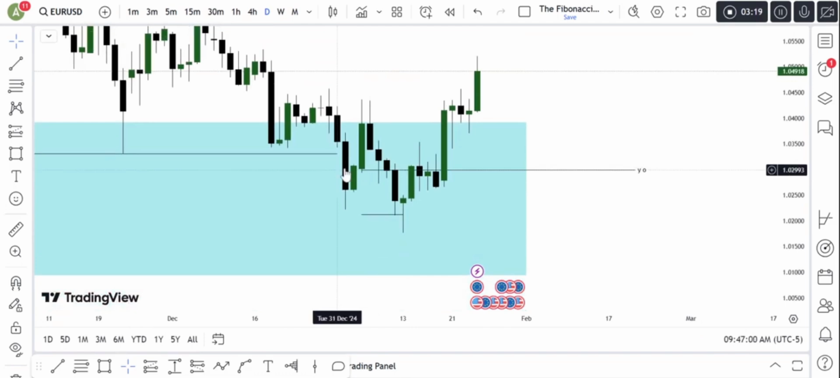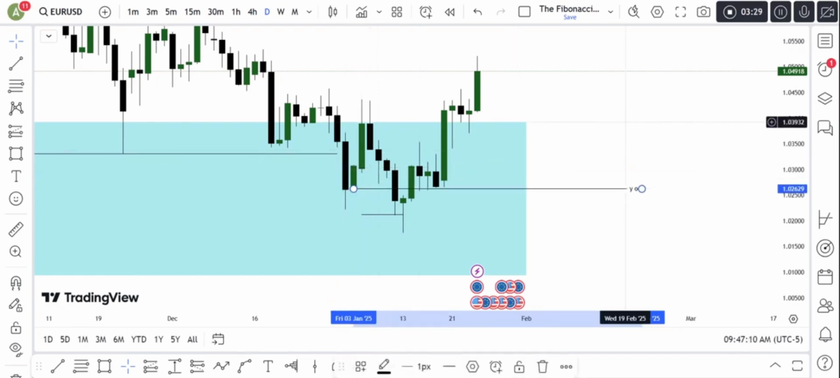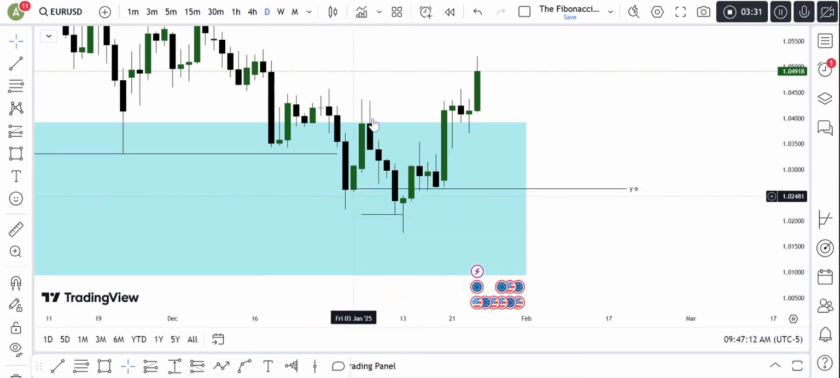Where is 1 January? Okay, so the yearly open is here, right over here. Sorry, this is the yearly open. It goes up, you manipulate. Then sorry, it goes accumulate here, manipulate down, and now it's going for distribution.